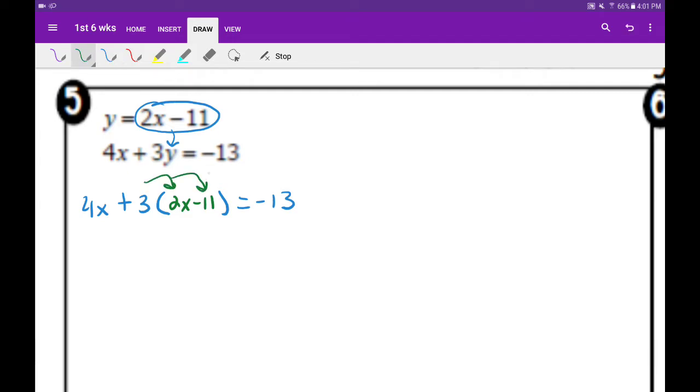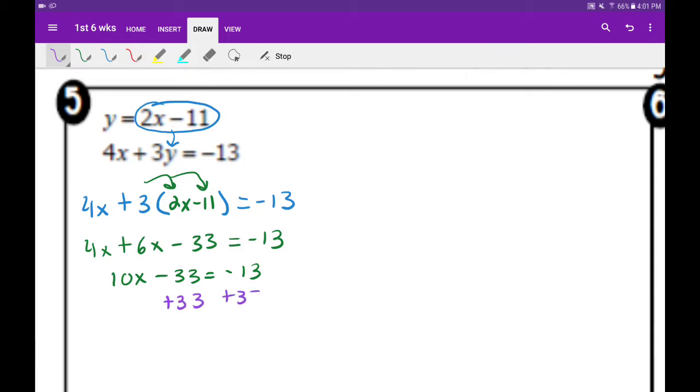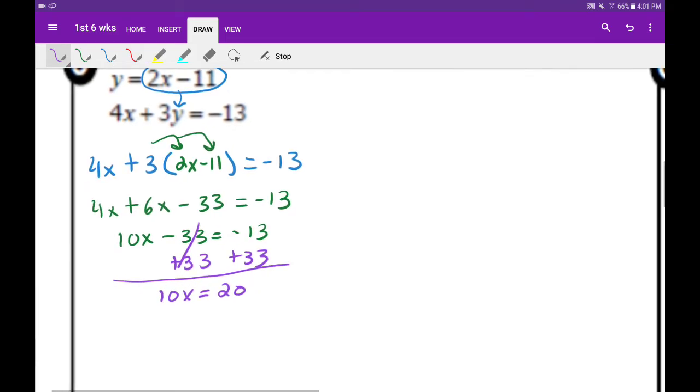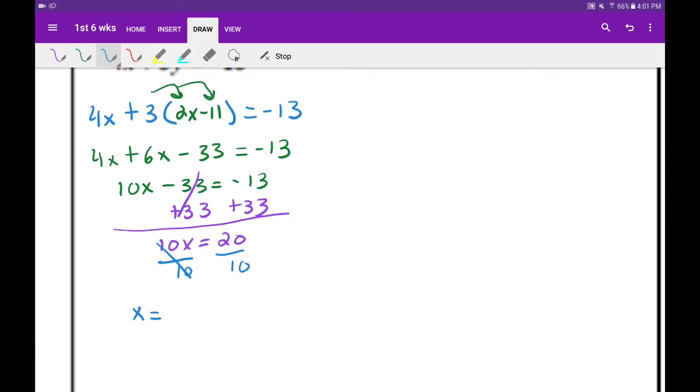We're going to distribute this 3. So we're going to get 4x plus 6x minus 33 equals negative 13. Let's combine like terms. So we're going to get 10x minus 33 equals negative 13. Let's go ahead and add 33 both sides. And we get 10x equals 20. And then we're going to divide by 10. And then we get x equals 2. All right, so that's through step 3, solve for one of the variables.